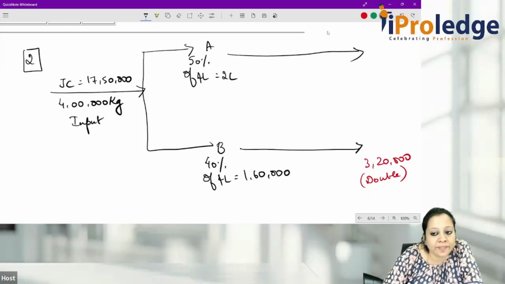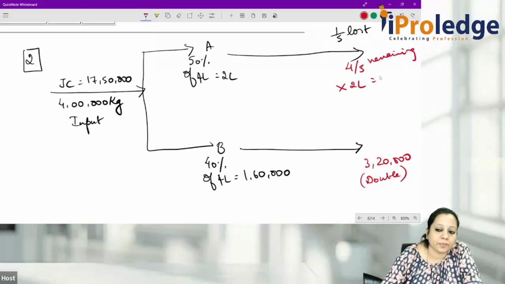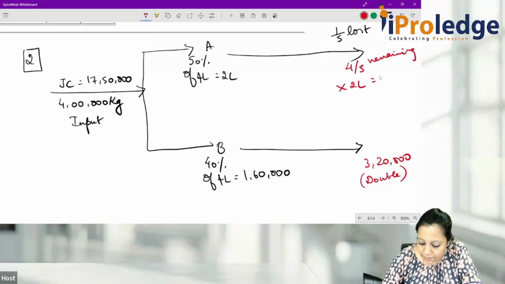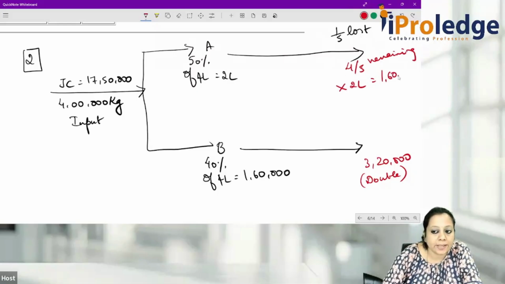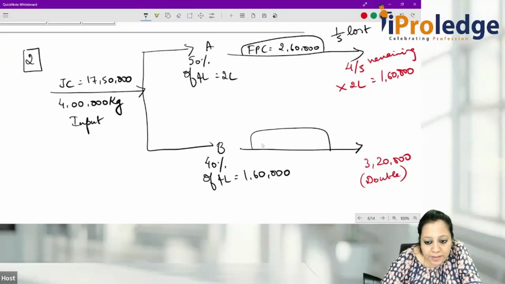And here there is 1/5 which is lost. Correct, students? So that means 4/5 is remaining, no? 4/5 remaining. 4/5 into 2 lakhs. How much is that? 1,60,000. Okay. So then, further processing cost is equal to 2,60,000. And here, further processing cost is equal to 3 lakhs.